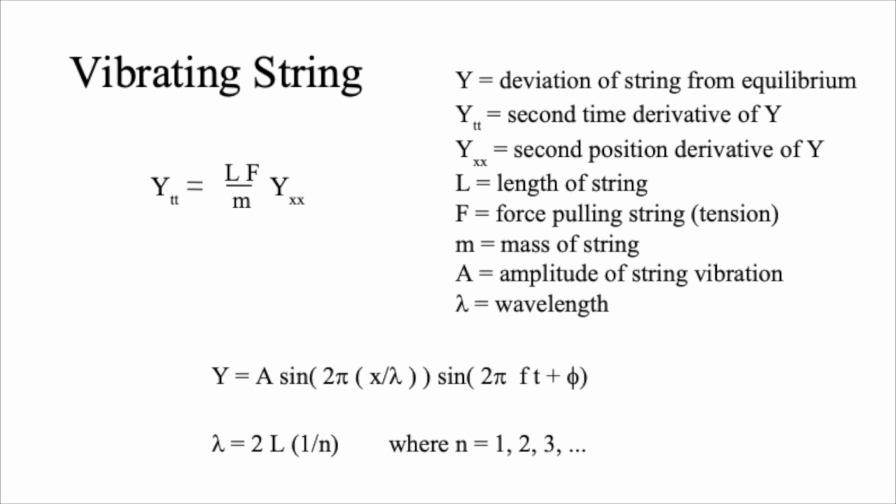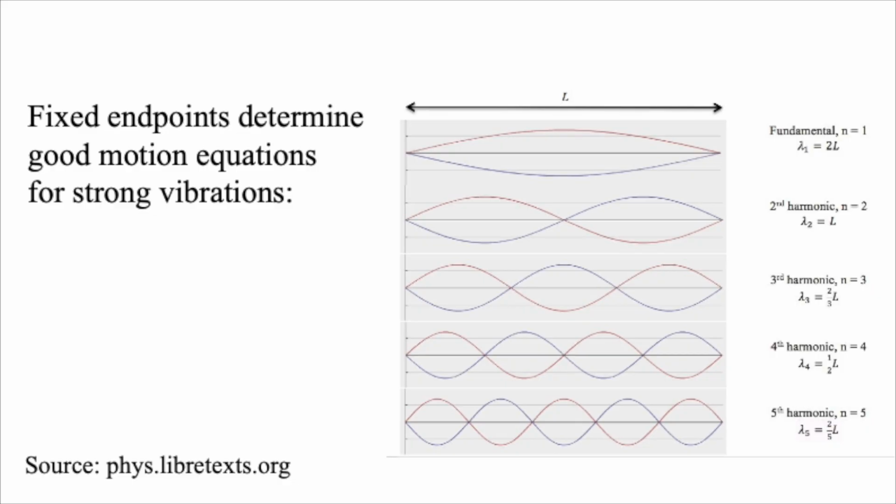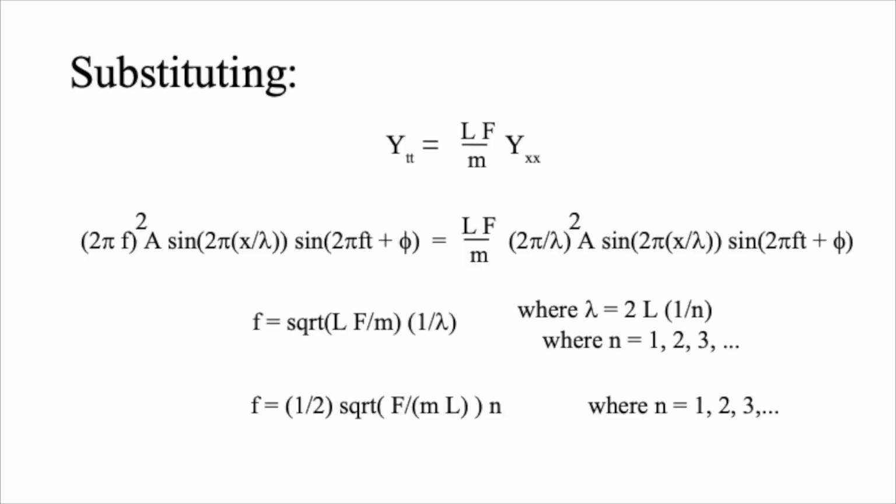Here lambda is the wavelength of the sine wave describing the string deviations. Here are diagrams showing how the fact that the endpoints are fixed limits the type of wave patterns that have strong oscillations. Substituting this motion equation into the differential equation produces a set of frequency values which are described using the set of positive integers. After a string has been pulled and released, strong and persistent string vibrations will only be present at these frequencies. Notice that the frequency values are evenly spaced.